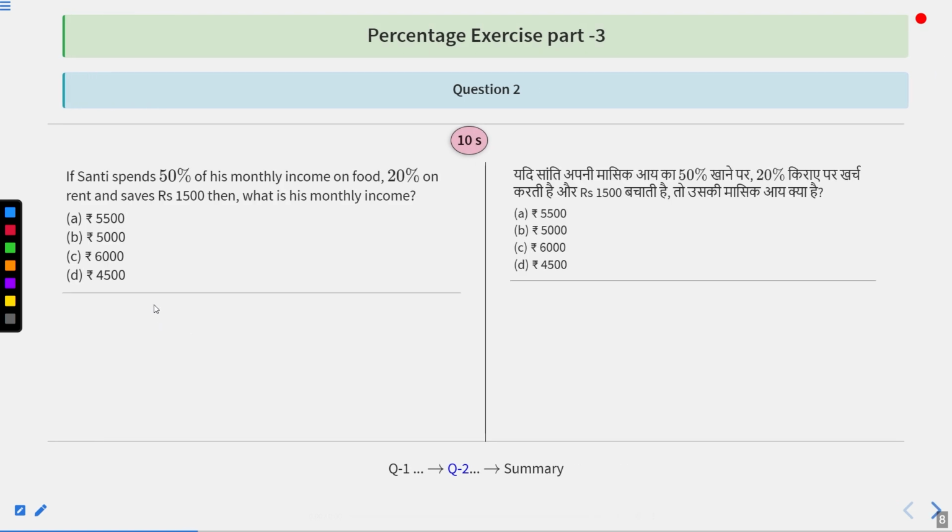Next. If Santi spends 50% of his monthly income on food, 20% on rent, and saves rupees 1500, then what is his monthly income? Options are 5500, 55,000, 6,000, and 4,500. These are the options, and I'm giving you 10 seconds to find out the correct answer.